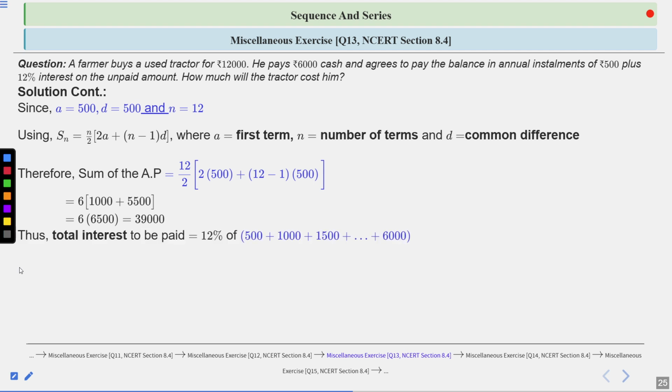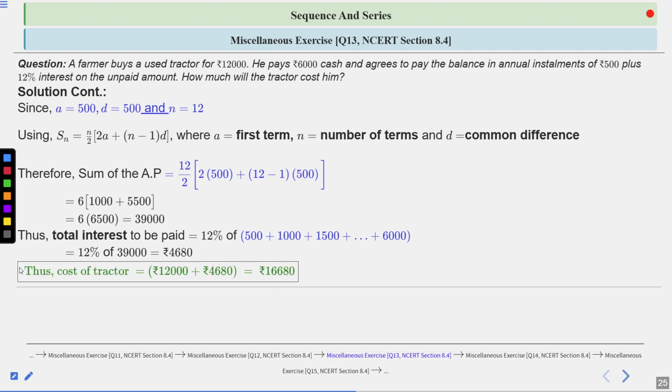Thus, the total interest to be paid will be equal to 12% of 500 plus 1,000 plus 1,500, right, up to 6,000, which is equal to 12% of 39,000, right, which is equal to Rs 4,680. Thus, the cost of the tractor will be 12,000 plus Rs 4,680, which after summation we will get Rs 16,680, right? So our answer will be 16,680. Okay, let us move to the next question.